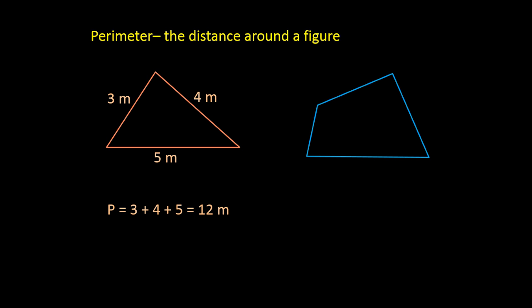So this triangle would have a perimeter of 12 meters. If we have something like this quadrilateral, we know that it has 4 sides, so to find perimeter, we simply add together the measures of the 4 sides to get a perimeter of 18 feet.